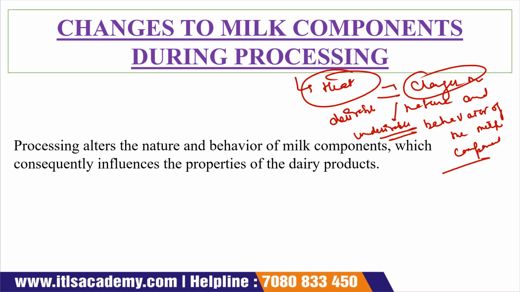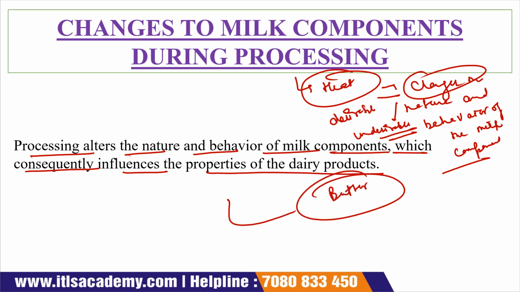Now see what is written here. Processing alters the nature and behavior of the milk components, which consequently influences the properties of the dairy product. So these changes also affect the properties of the dairy product. For example, butter: the properties of butter depend upon the processing of the milk. Now come to the next one.